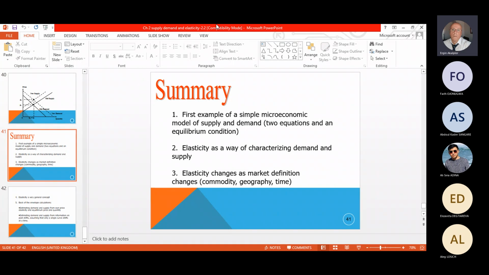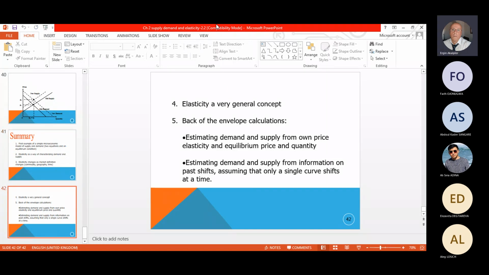Summarizing this, first example of the simple microeconomic model of supply and demand is given here, two equations and the equilibrium conditions, elasticity as a way of characterizing demand and supply, and elasticity changes as market definition changes: commodity, geography, and time. And elasticity, a very general concept, back of the envelope calculations, estimating demand and supply from own price elasticity, and equilibrium price and quantity, estimating demand and supply from information on past shifts, assuming that only a single curve shifts at a time. This was the presentation for the elasticity.